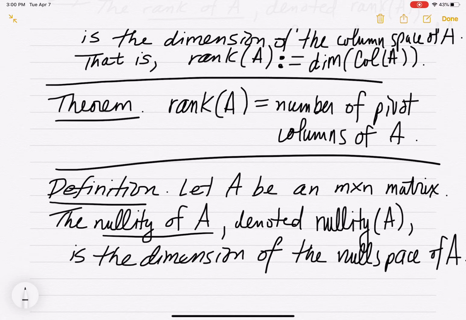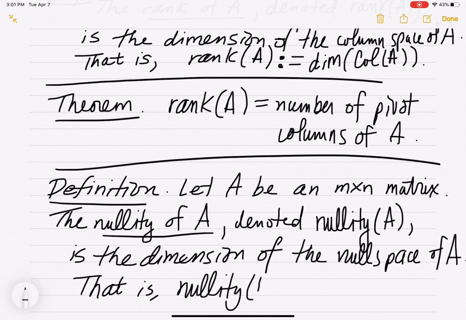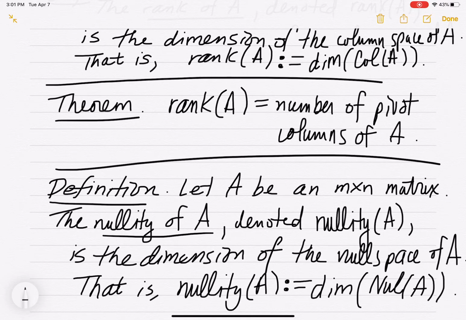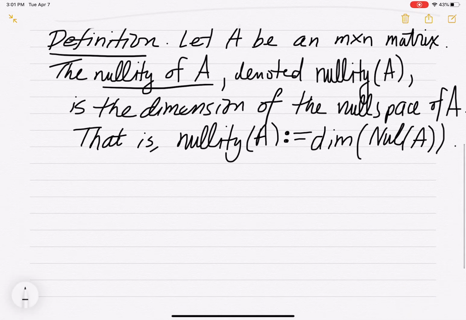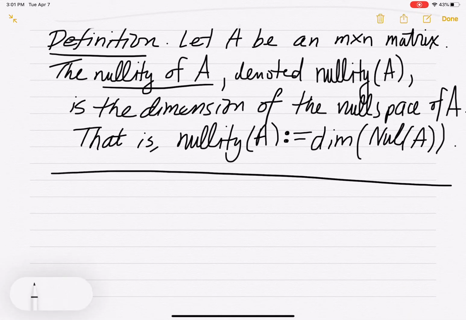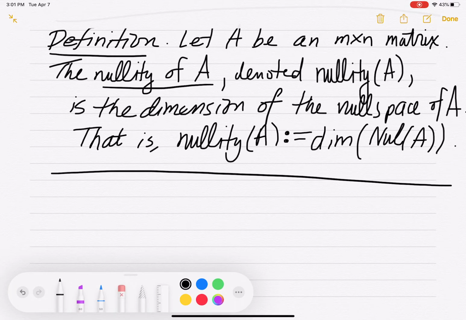Okay, so in summary, that is to say that the nullity of A is defined to be equal to the dimension of the null space of A, null A, dimension of null A. So remember, the dimension of the null space of A is just the number of vectors in a basis for the null space of A. Now this one is not so easy to prove. It's not too hard to prove. I'm not going to bother proving it.